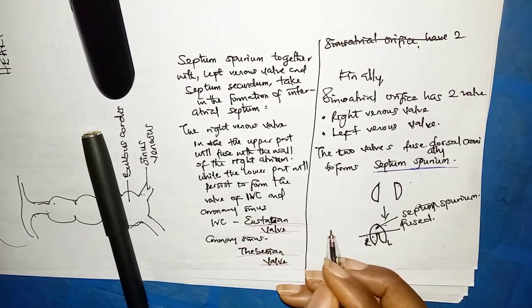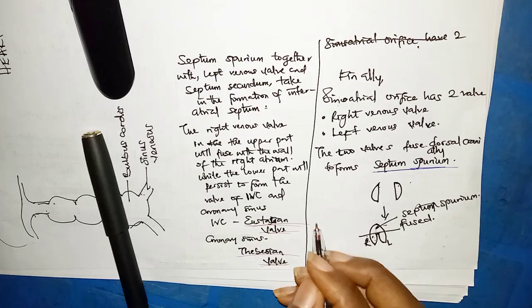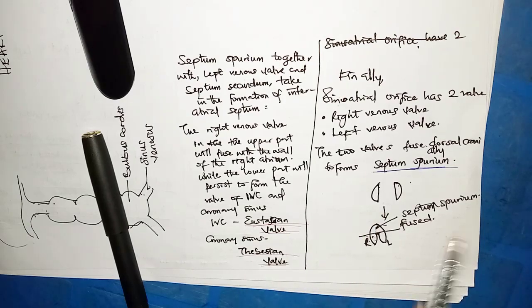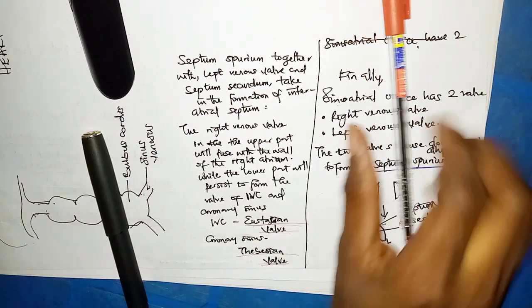The IVC valve is not functional in adults, but is functional in fetal life, while the coronary sinus valve is still functional.